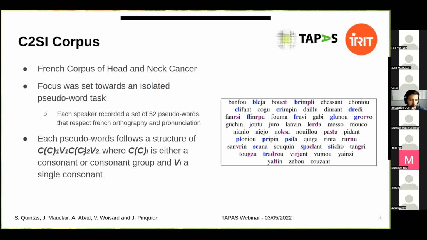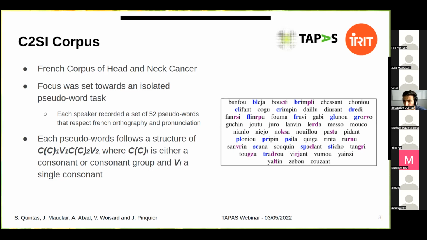And each pseudo-word follows a structure as follows, where at the beginning we have either a single consonant or a consonant group, so two consonants in this case, followed by a single vowel, and then another one of those clusters of either a single consonant or a dual consonant, and finally a second vowel.